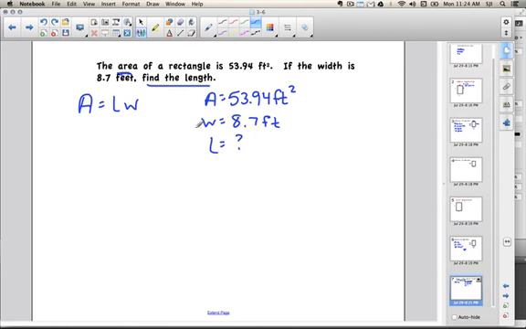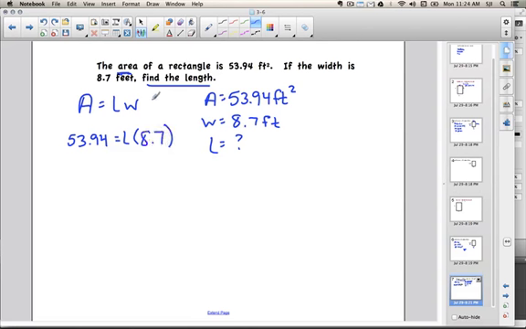So instead of our previous examples, where we've always been solving for the area or solving for the perimeter, in this one we're actually going to be solving for the length. So now that we've written out what we know about the three variables, I substitute the information that we have here into the formula over here. So A equals 53.94 equals length, which we don't know so I'm going to put an L there, times W, which is 8.7.